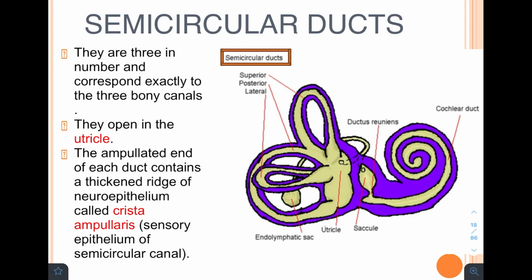Next come the semicircular ducts. There are 3 in number, and they correspond exactly to the bony canals. They open up in the utricle, as I told you. The ampullated end of each duct contains a thickened ridge of neuroepithelium called the crista ampullaris. Now the crista ampullaris is the sensory epithelium of the semicircular canal. So what we came to know is that for the semicircular canals, the sensory epithelium is known as the crista ampullaris, and for the utricle and saccule, the sensory epithelium is known as the macula.